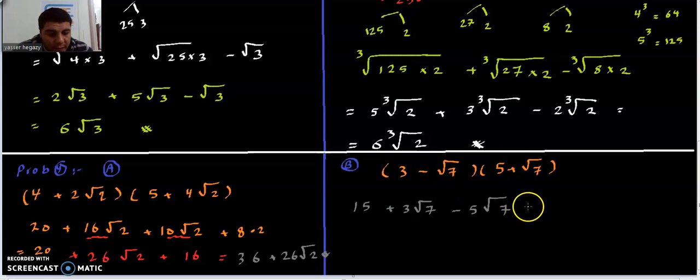Negative multiplied by positive, it will be negative. The square root of 7 multiplied by the square root of 7, the same radicand and the same index, okay, so it will be 7.